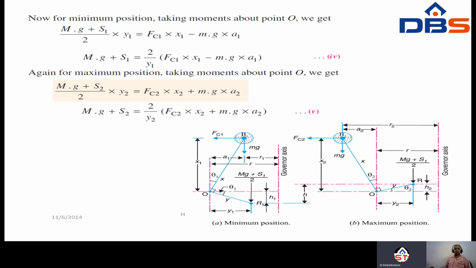Finally, subtracting equation 4, that means mg plus S1, from equation 5, that is mg plus S2, S2 minus S1 is equal to 2 by y2 into Fc2 into x2 plus mg into a2 minus 2 by y1 into Fc1 into x1 minus mg into a1. We know that from the diagram, S2 minus S1 is equal to h into s, and h is equal to r2 minus r1 into y by x.